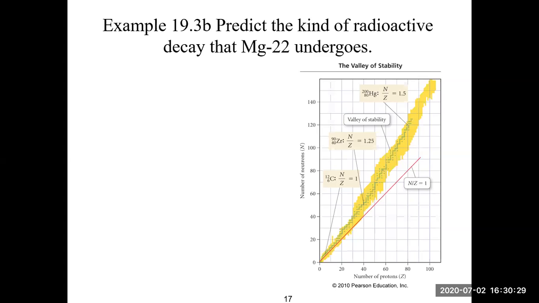Okay, so let's take a look. Really we're looking at stability, and we want to figure out our neutron to proton ratio. So again, our magnesium 22 is the mass number. The atomic number is 12. So remember, if you take the mass number minus the atomic number, that gives you 10, and that is the number of neutrons, right? So mass number minus the atomic number gives you the number of neutrons. Obviously, the atomic number is also the number of protons.